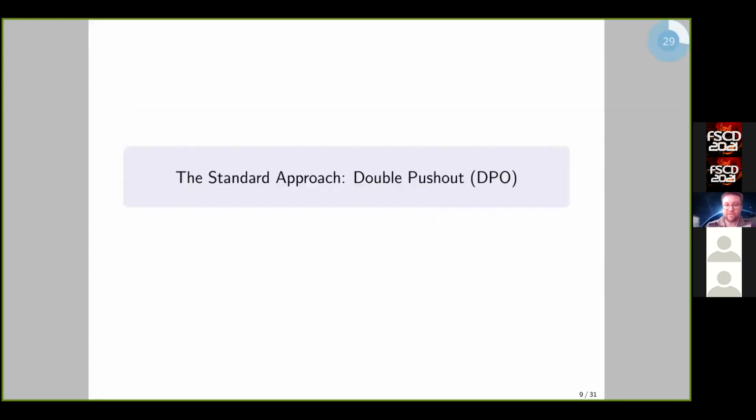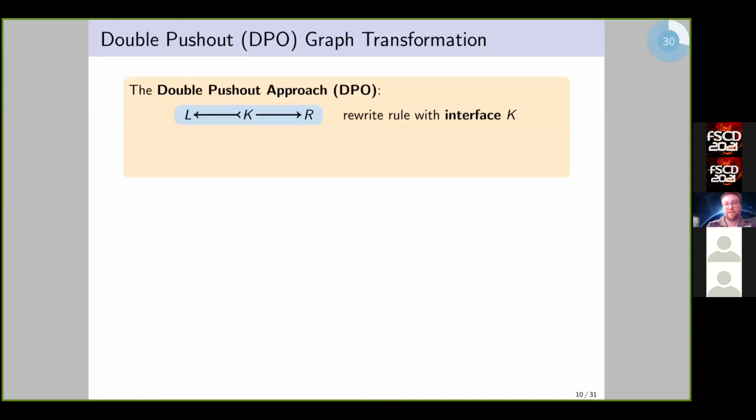So now that we have some basics of push outs and pullbacks, we can talk about the currently predominant approach in graph rewriting, which is the double push out approach. So this is a rule in the double push out approach. We have a left-hand side L, we have a right-hand side R. And as I said before, we have to somehow define how to reconnect incident edges. In the double push out approach, this is done by this interface in the middle.